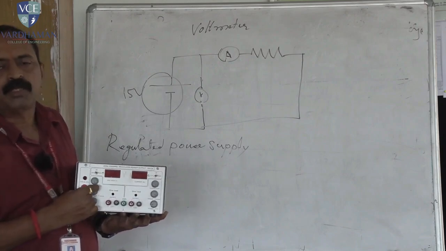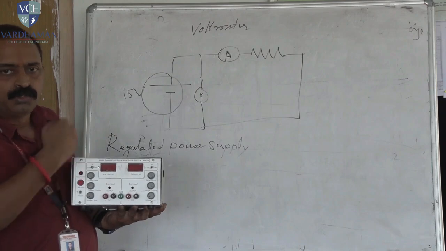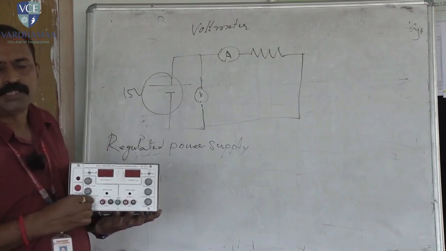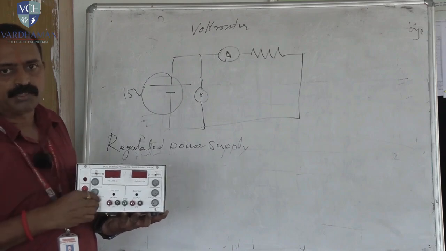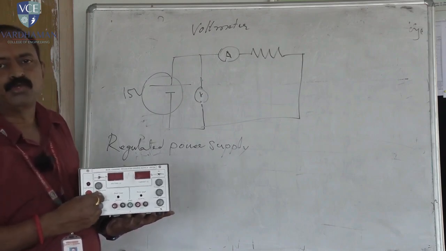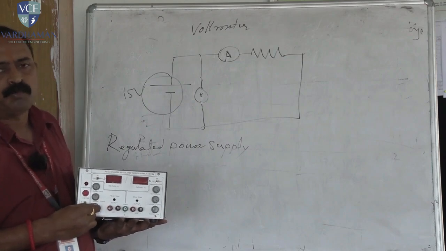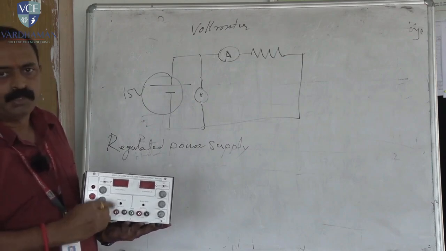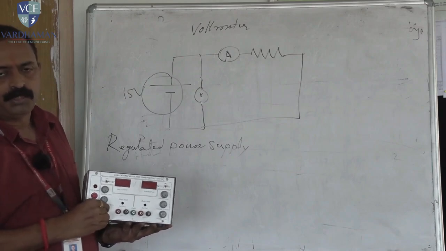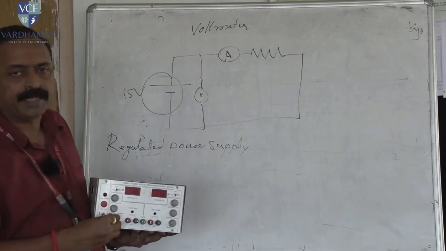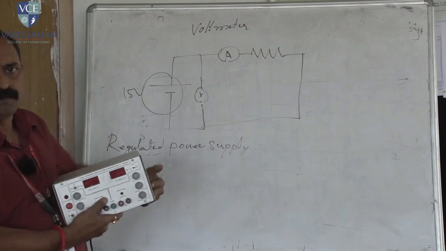The second one is called coarse, which is used to set the higher voltage values. The third one is called fine, which is used to set the decimal point. Suppose I want to set 10.8 volts, we can use the coarse knob to set 10 volts, and for the decimal point I have to set 0.8. So by varying the fine knob, you can set the decimal values: 0.1, 0.2, 0.3, 0.4, 0.5, 0.6, 0.7, 0.8.